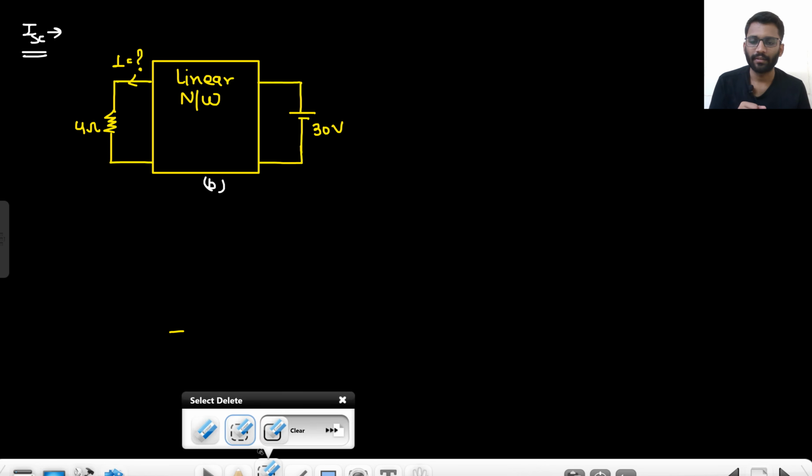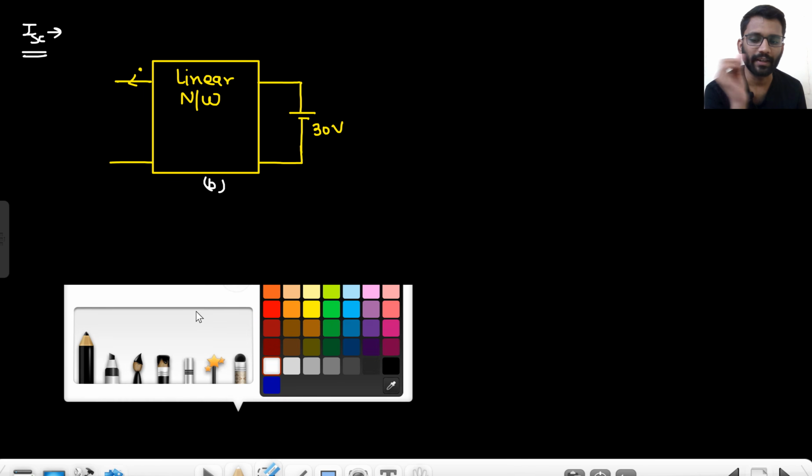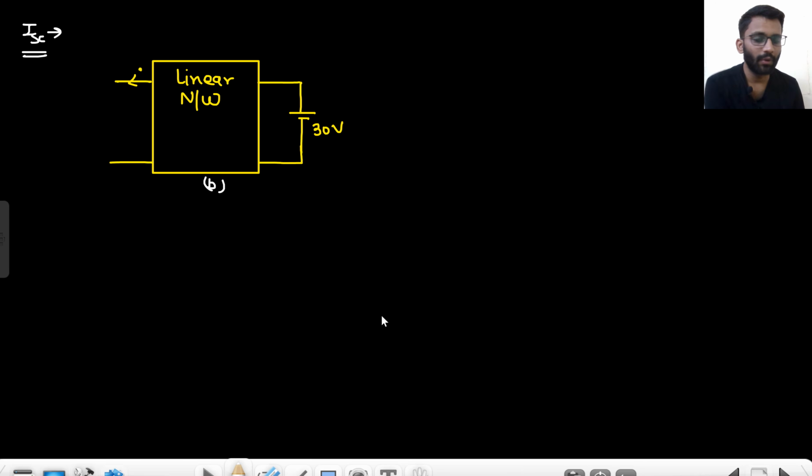So tell me, what do we need to do for finding short circuit current? At the node where we are finding it, we simply short circuit it, right? We don't do anything with the dependent current source. When we are finding Thevenin voltage or Norton current, we never do anything with the independent voltage source, so this will remain the same. Simply this thing will be replaced with a short circuit.